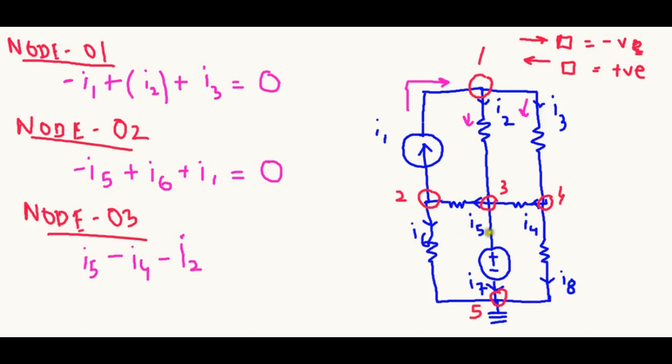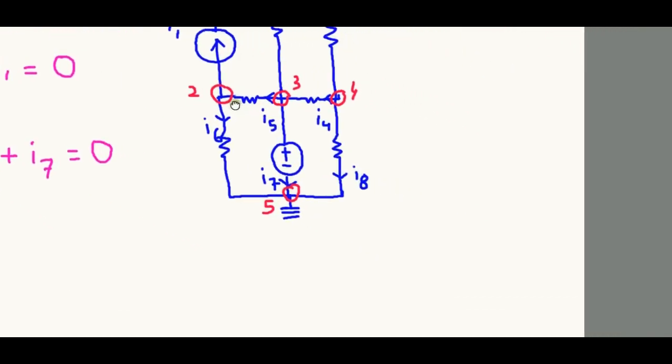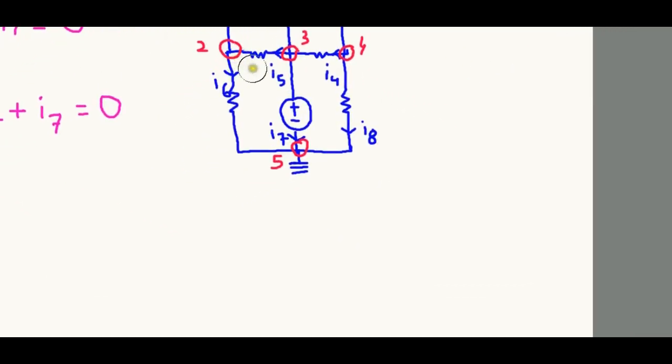And then I have I7 as leaving, so that is going to be positive. All of this is going to sum up to 0. Simple. Now I have, if I could just write the equation for node 4, it's going to be simple.